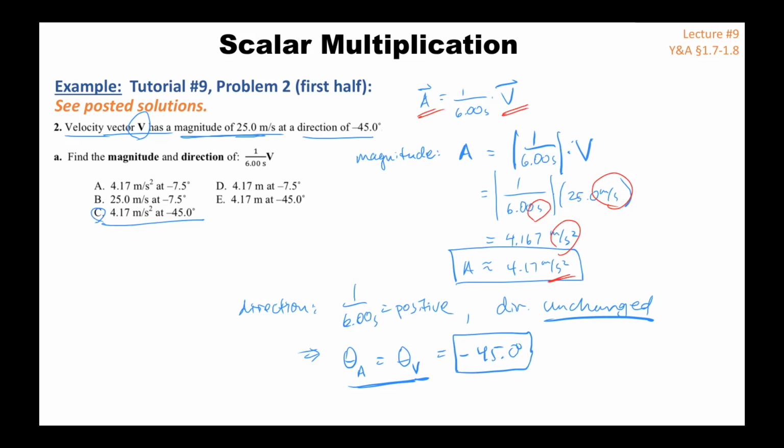By the way, if I wanted to write this out in full vector notation, then I could say vector A. If I put the hat on top, that means I'm about to write the full vector. That's going to be equal to 4.17 meters per second squared at -45 degrees. So that's the full vector, magnitude and direction, or all of the components. That's how we write the full vector. Okay, I'll leave part B to you as an example. And let's just do a couple more.